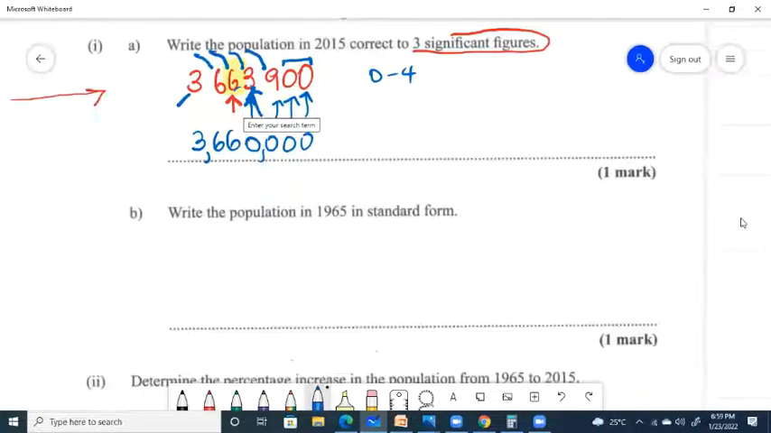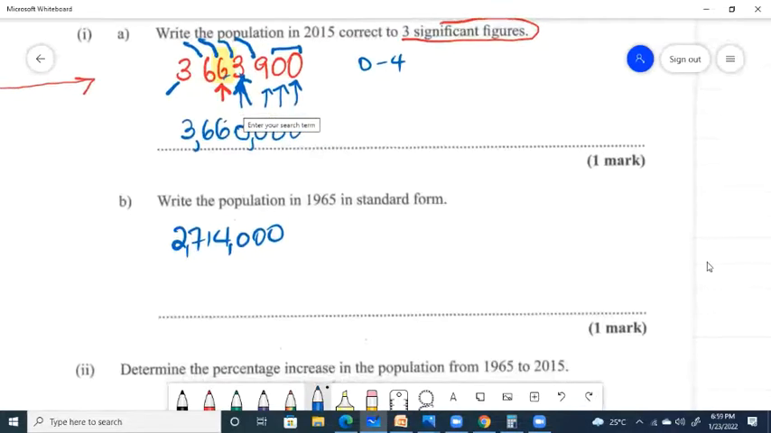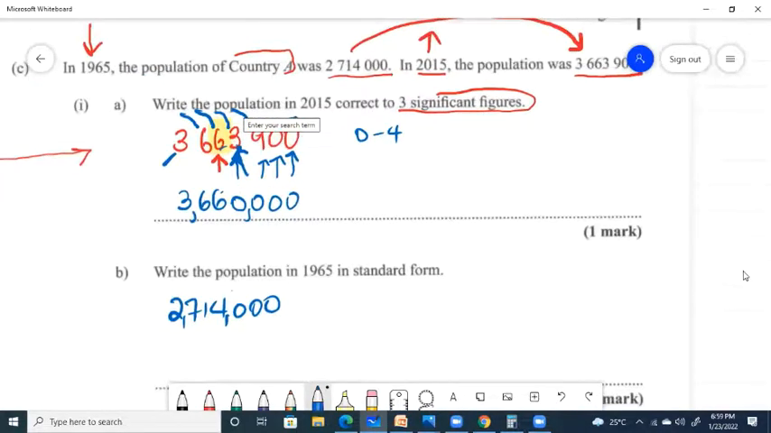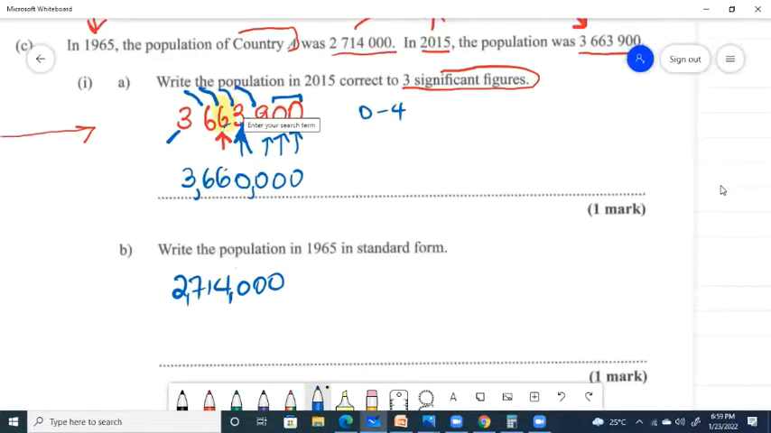All right, let me write it. I'm writing what we need. So this is 2714 and some zeros. Let me make sure it's the same thing. I don't want to make any error. 22714, yeah. They're asking us to write this in standard form. There's a principle about standard form.